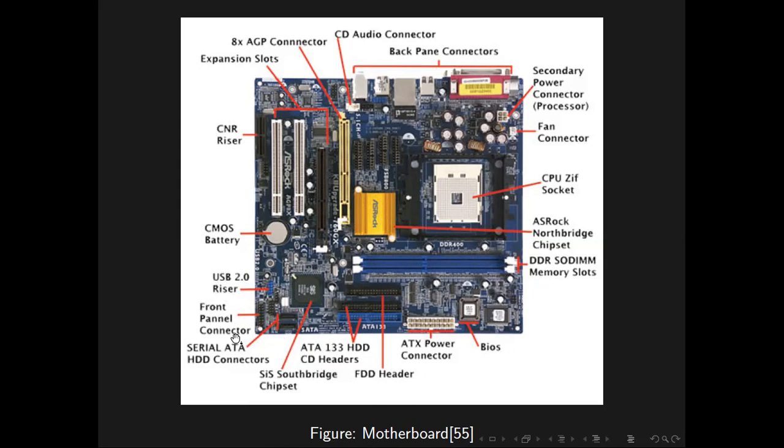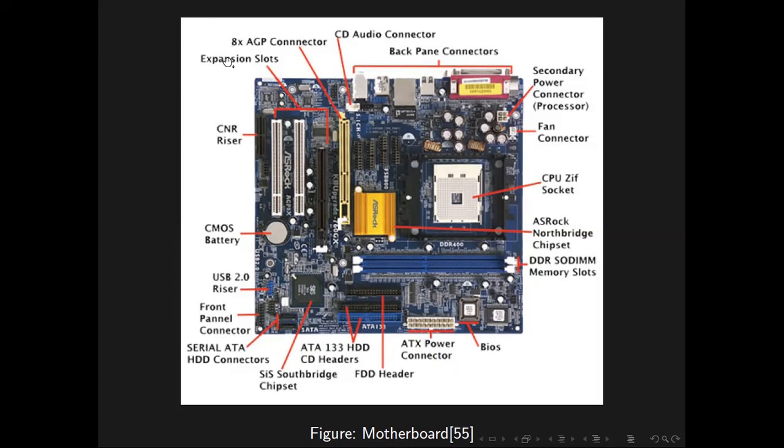Then front panel connectors. These are the front panel connectors, and there is USB riser. USB riser means you can take additional USB ports through this riser. Riser is the space from which you can take additional units. CMOS battery. We know very well about this. The other name for CMOS battery is CR2032 battery.